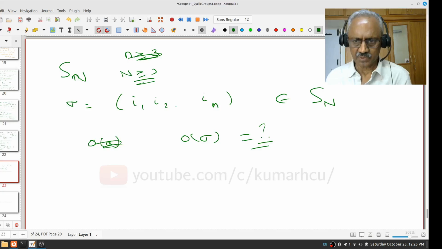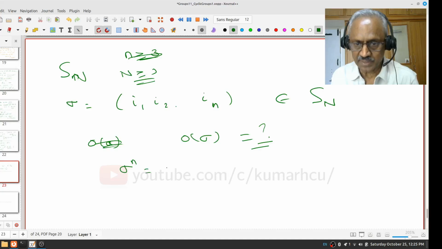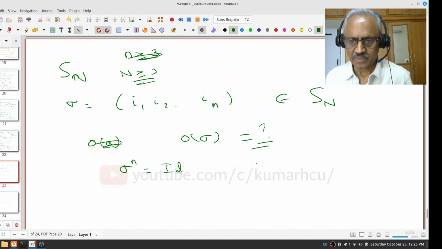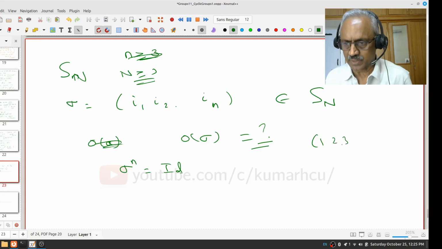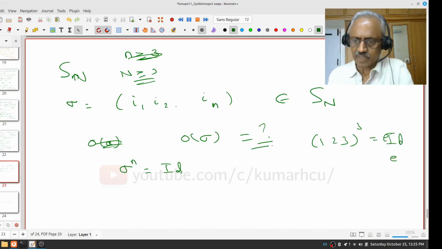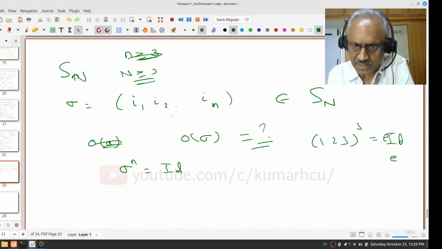Is the question clear? If you remember right, when we did the permutation group, the symmetry group, we had shown that sigma to the power n is identity. We had worked out examples. We always saw that whenever there is a cycle (1 2 3), its cube is identity. This identity I write as E, and so on. We have done it, but it's a very general thing.